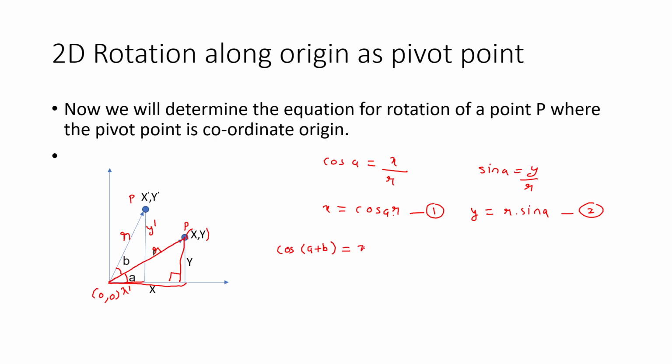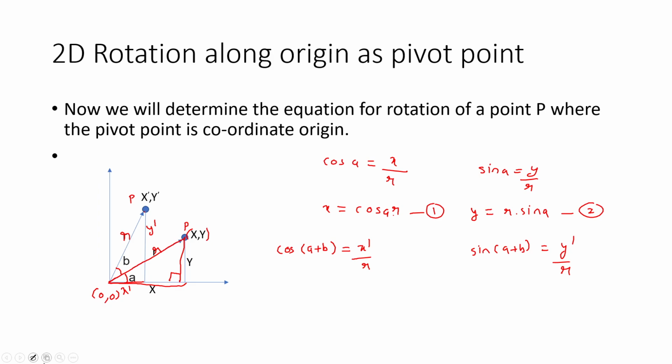Okay, x dash divided by r. R is going to remain constant as we have seen. Similarly for sin A plus B, it is going to be y dash divided by r. Now we are calculating it for this triangle.